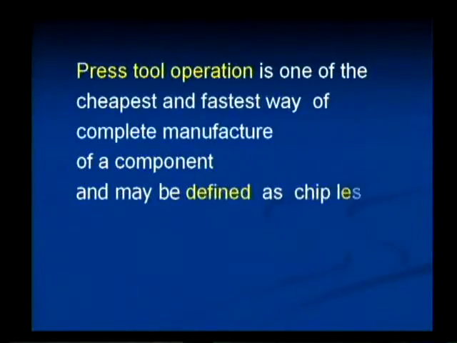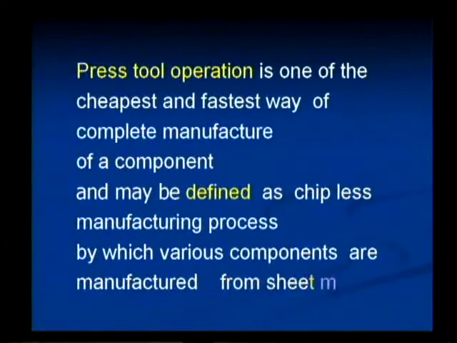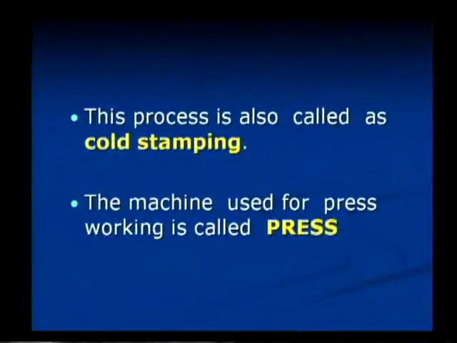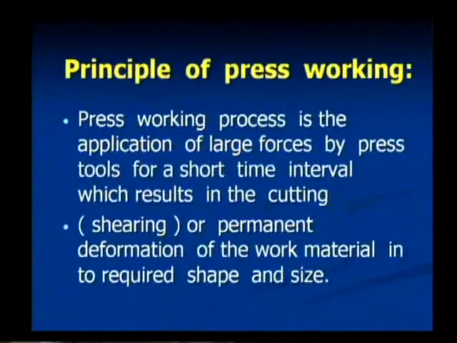Press tool operation is one of the cheapest and fastest ways of completely manufacturing a component and may be defined as a chipless manufacturing process by which various components are manufactured from sheet metal. In fact, this process is the most economical process, and many of the operations can be completed in a single stroke of the ram. This process is also called the cold stamping process. The machine used for press working is called a press.